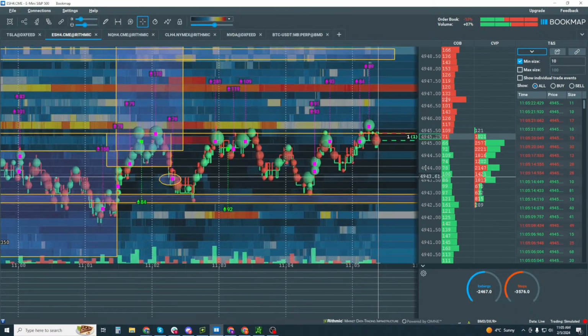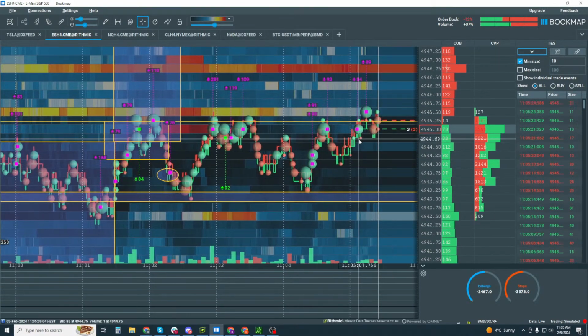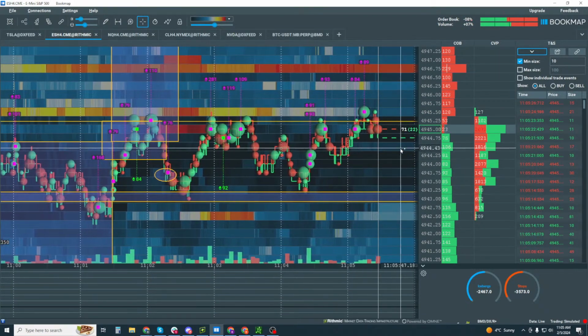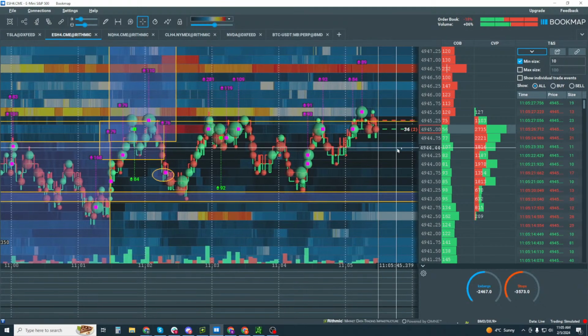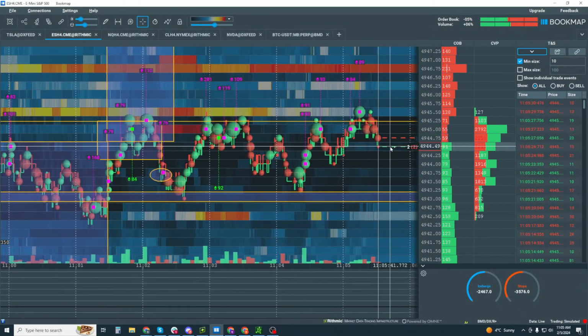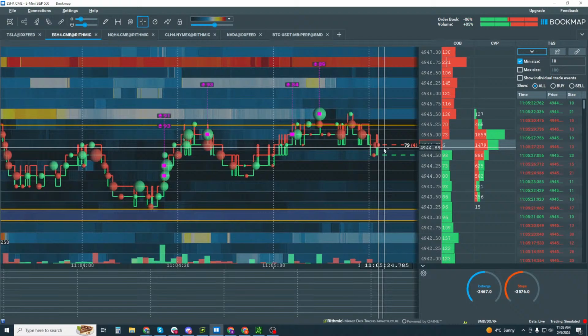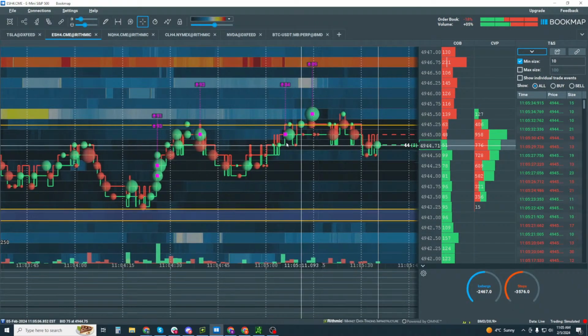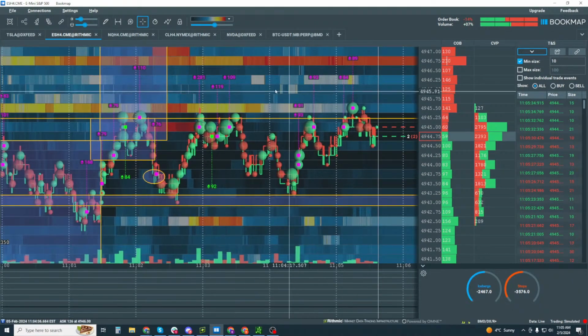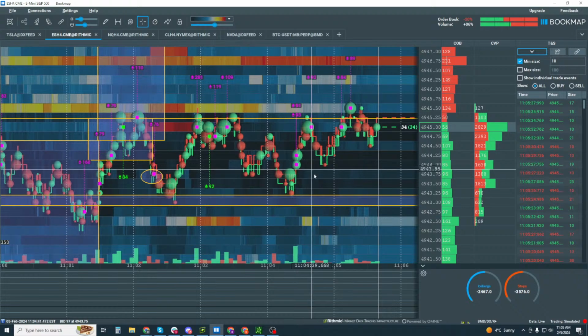Okay, it's just really not that great of a setup though right now. You can see a little bit of liquidity here on the bid, and it's nothing really to shout about. So it's just not the greatest one. It might do it, it might not.